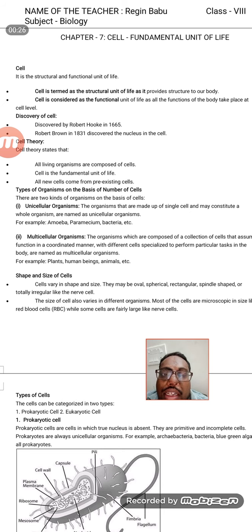The word cell originated from a Latin word which is known as compartment. Until the beginning of the 19th century, no, almost the end of the 19th century, we were not having much idea about what this cell is, and people couldn't even imagine something smaller which we can't see. That was very difficult to see in those times.